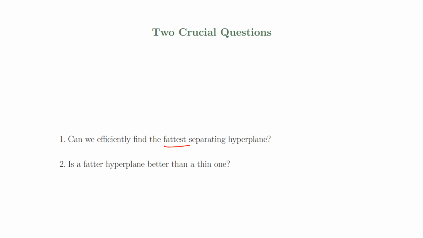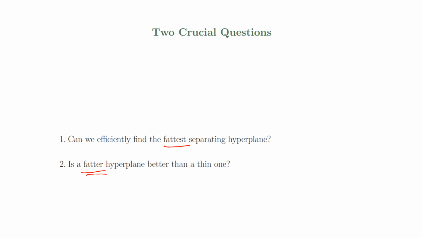I mean, it took us quite a while to understand that idea. And now we're talking about finding, of the many, the one that is the fattest or the widest. So of course, is it that easy? And then the second question is: is a wider hyperplane better than a thin one? Why is it, mathematically or quantitatively speaking, that a fatter hyperplane is better than a thin one? Yes or no? So these are the two crucial questions that we are trying to answer while we are building the theory, right?